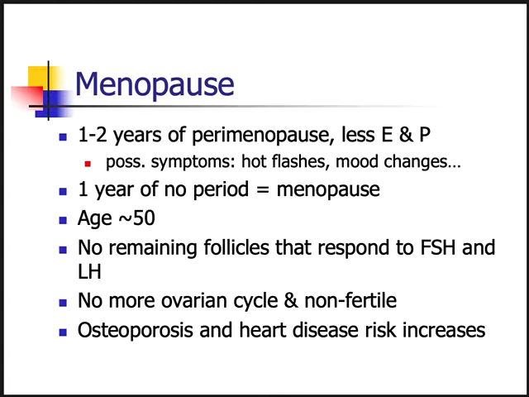Osteoporosis and heart attack are the most important, or you're at risk. Your risk of osteoporosis and your risk of heart disease increase when you go through menopause. And this is because estrogen plays a very important role in strong bones, right? Healthy bones, and also your vascular system.